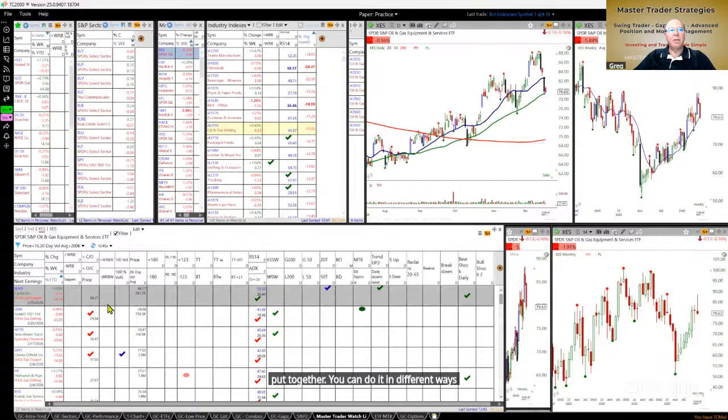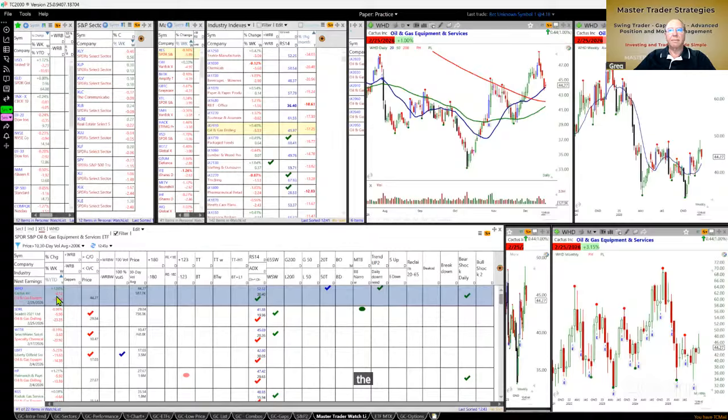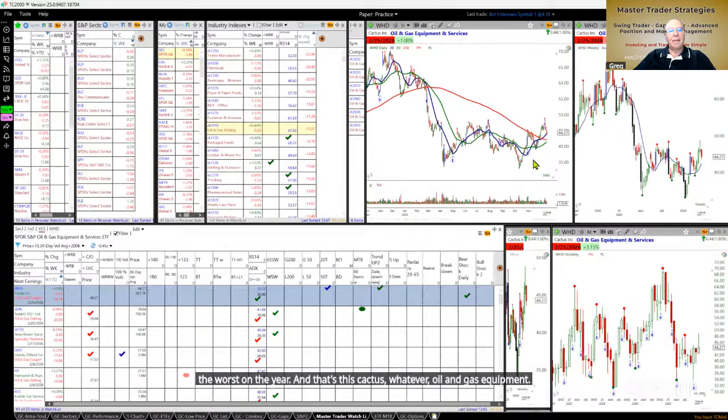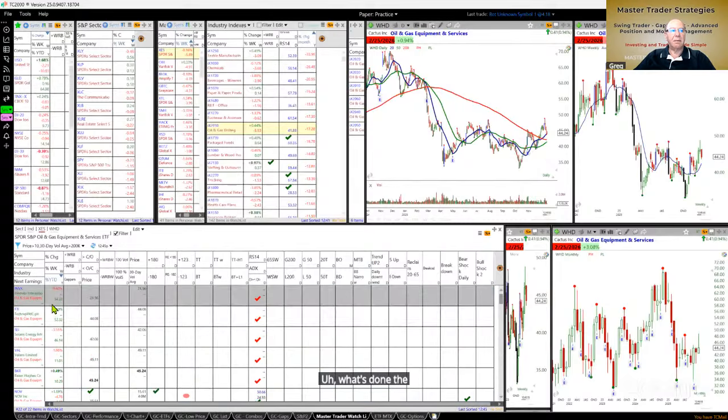So as we look at this, I can say, okay, what's done the worst on the year? And that's this cactus, whatever, oil and gas equipment. It's not tightened up yet. It's not the pictures that we looked at before. What's done the best this year?